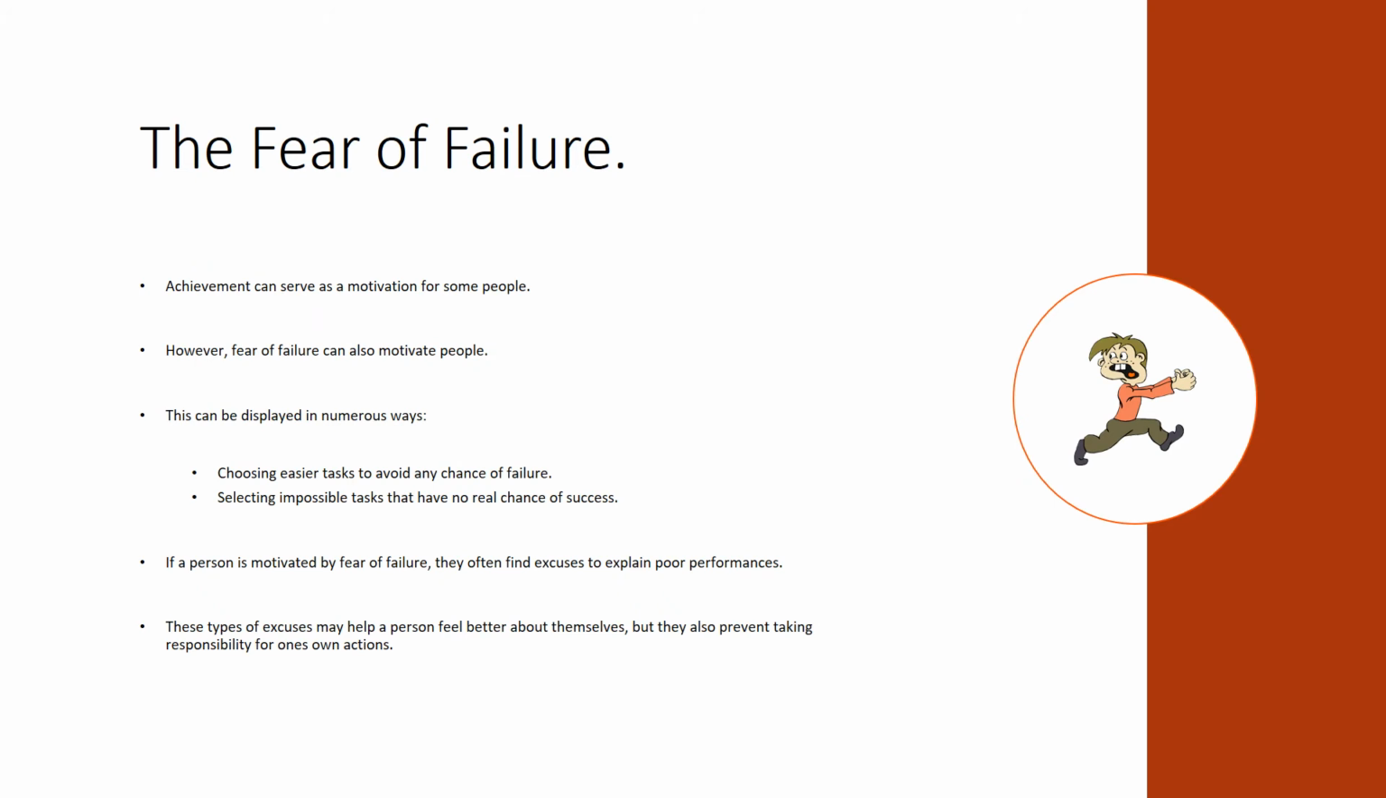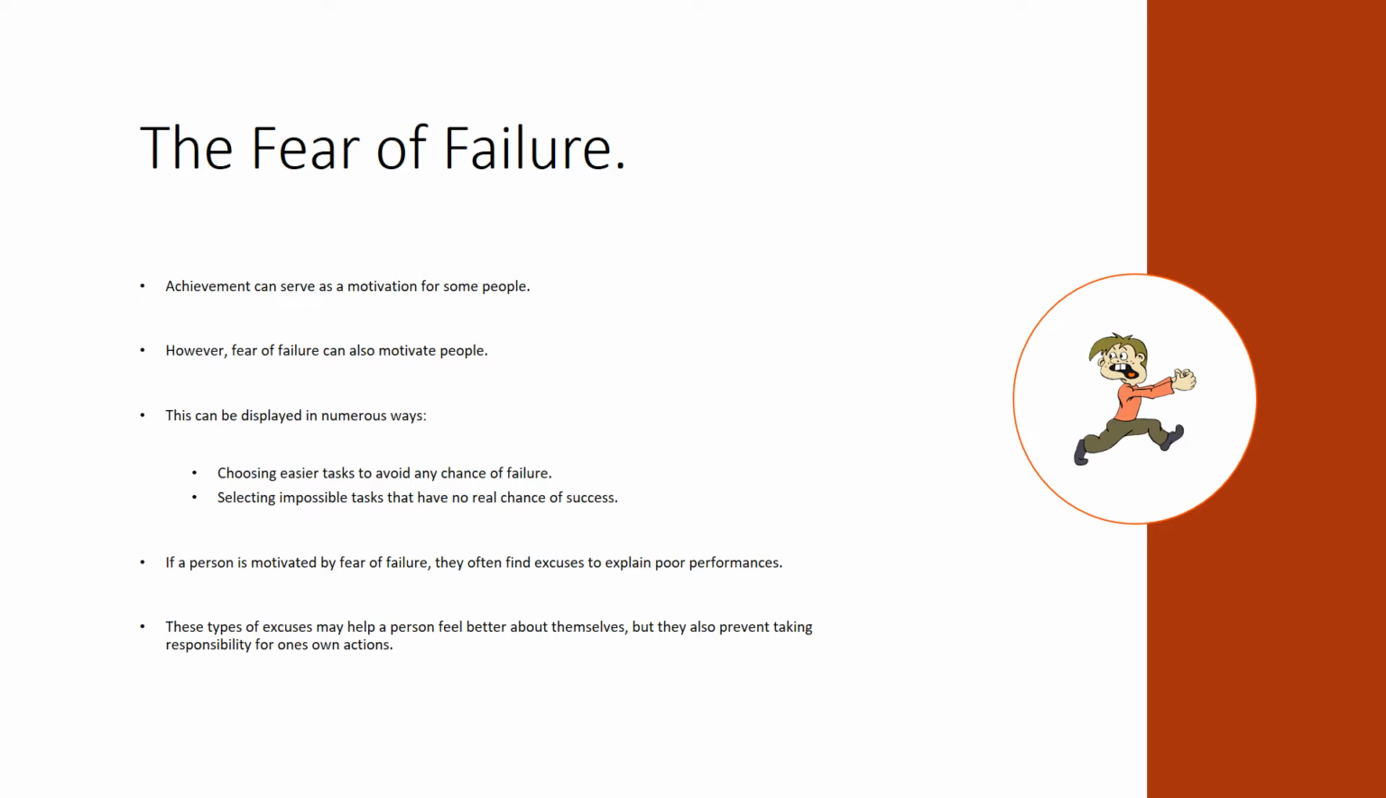Now, the fear of failure. Achievement can serve as a motivation for some people. However, fear of failure can also motivate people, and it can be displayed in very different, numerous ways. For example, if people have a fear of failure, they may choose easier tasks to avoid any chance of failure, or they might select impossible tasks that have no real chance of success.